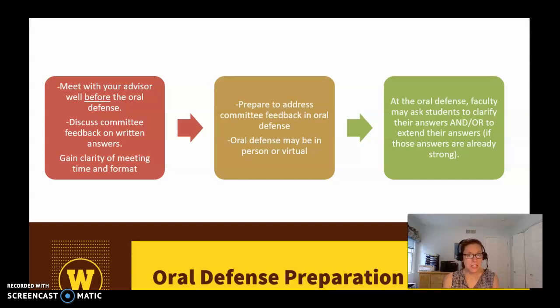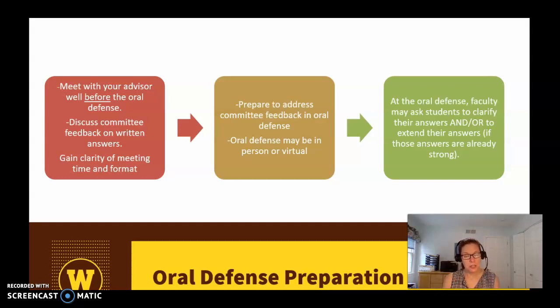You also at this time want to make sure that you have clarity on the meeting format and the time. You should by this time have already set up a time for you to have your oral defense. Typically it's towards the last part of the semester, and committee members get very busy, so I would encourage you to set your oral defense date early, as soon as you're done with your written answers for sure, to make sure that everybody can get to one time and place.